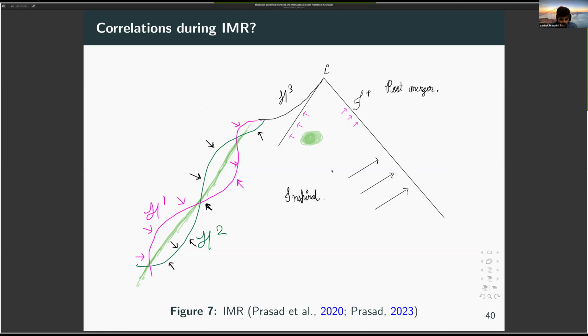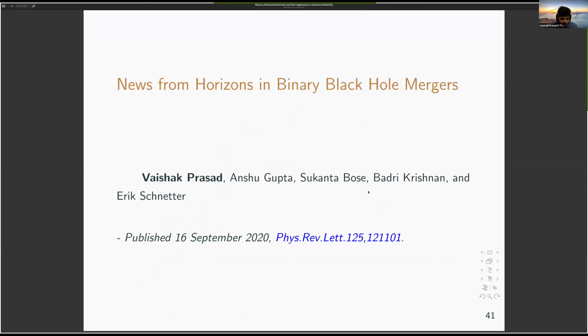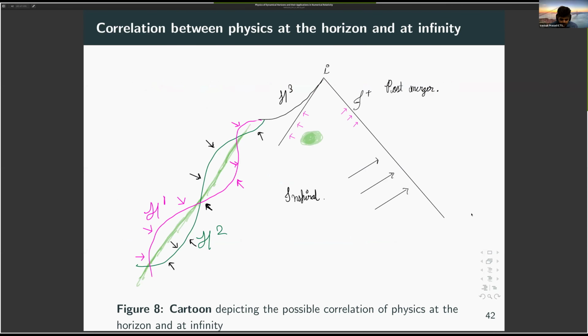And what I did during my PhD was to understand not only the post-merger dynamics, but to understand if there are correlations between physics in the inspiral phase of binary black hole mergers, in the merger and the ringdown phases, and how do we relate these two, for instance. So the work that I'm going to describe now is mentioned here. Please look at it for more details.